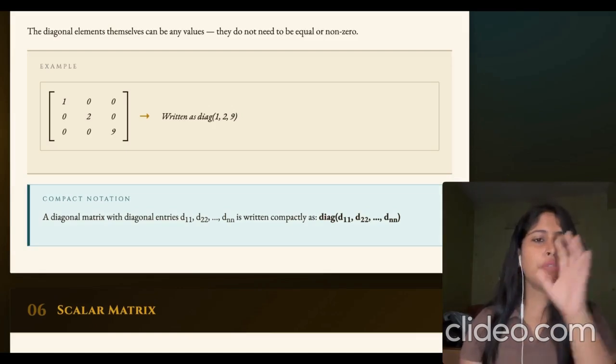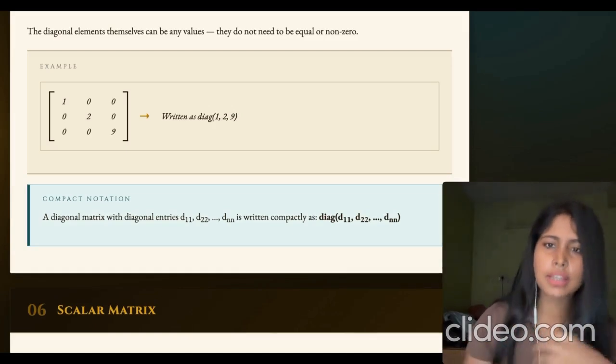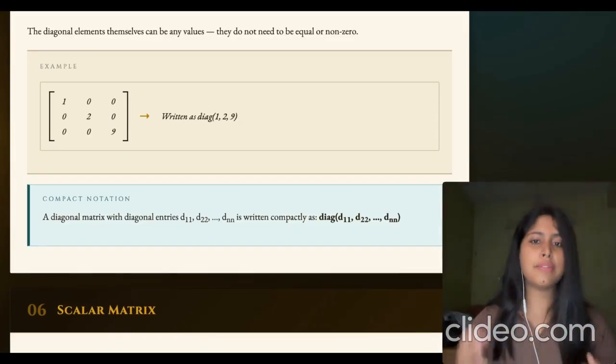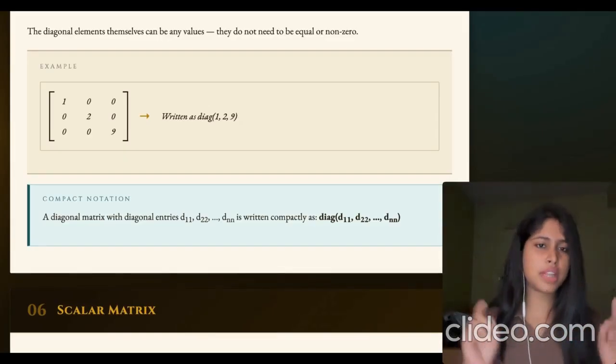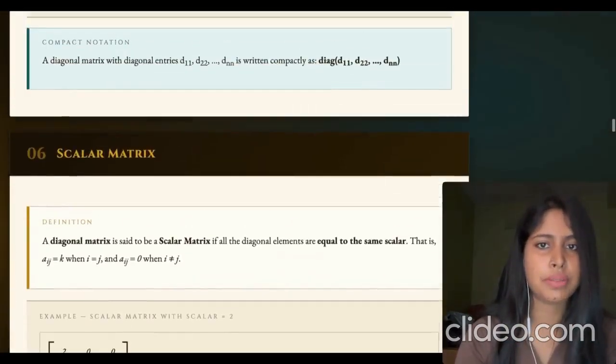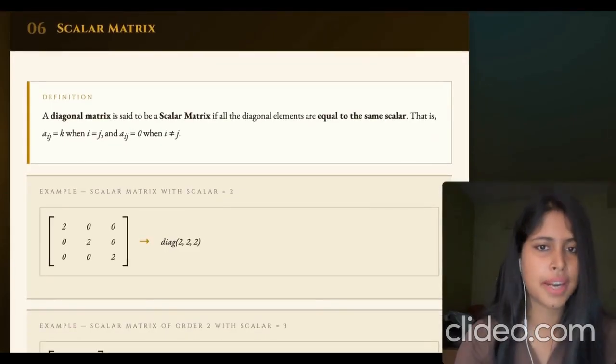Now you have to note something. The diagonal elements themselves do not have to be equal. They do not even have to be non-zero. This is something to note. Now coming to the next part, that is the scalar matrix.